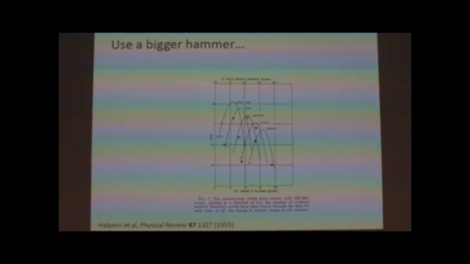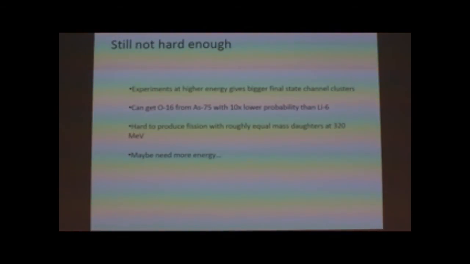If I've got 15 to 20, if I'm having oxygen come off, the probability goes down by more than an order of magnitude. So even if I come in with more energy, I'm still not getting a 50-50 split. Still not hard enough. So I can do experiments of higher energy. I can get O16, but it's lower probability than lithium-6 coming off. So what I'm finding is that it's hard to produce fission with roughly equal mass daughters at only 320 MeV.